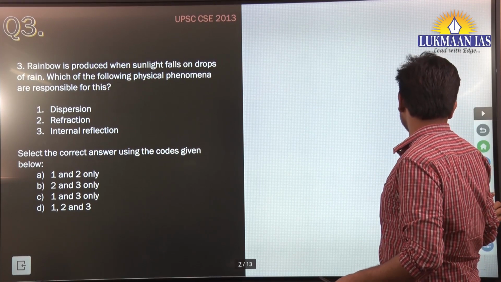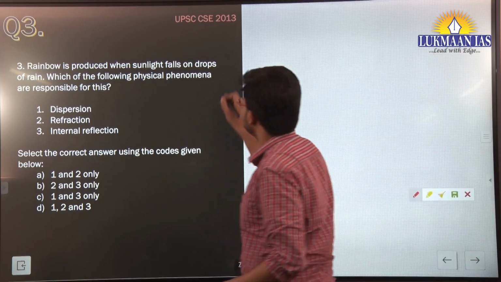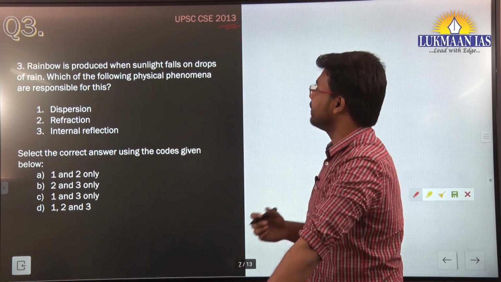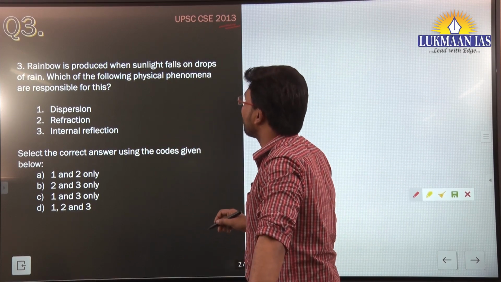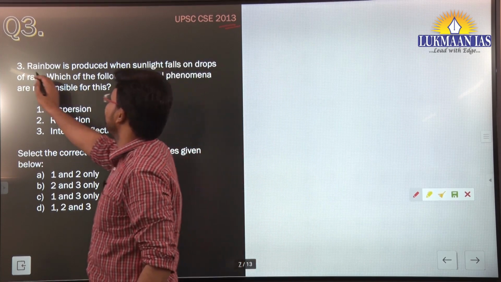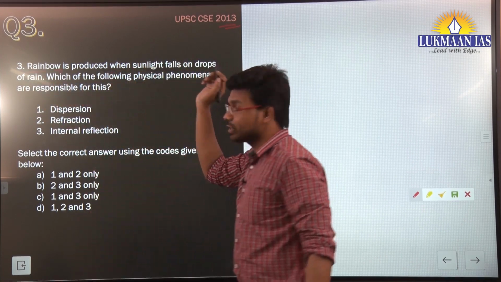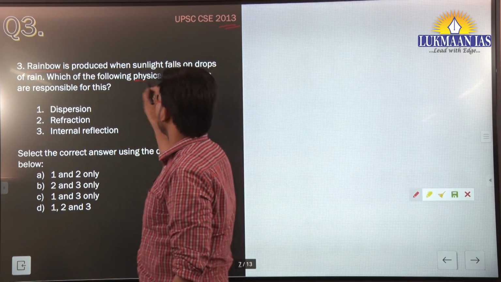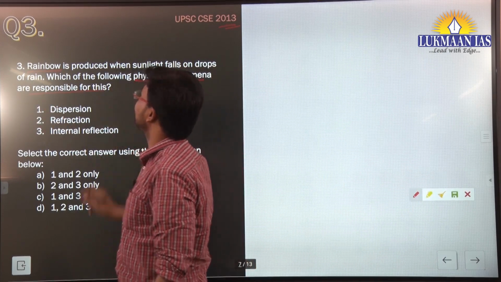This question was asked by UPSC in the year 2013. Okay. So let us read this question. It says, rainbow is produced when sunlight falls on drops of rain. Which of the following physical phenomena are responsible for this?